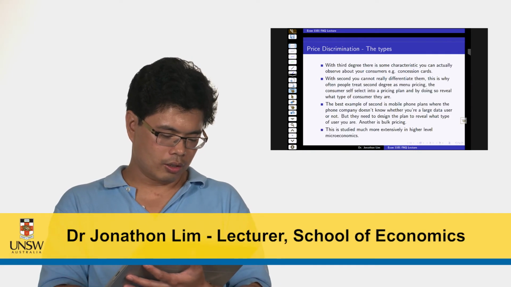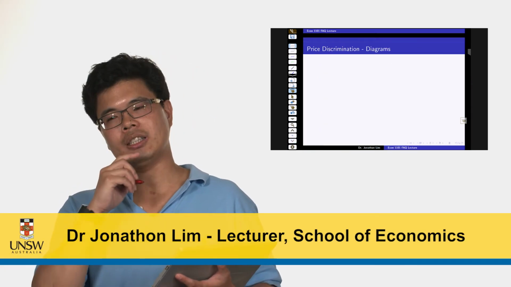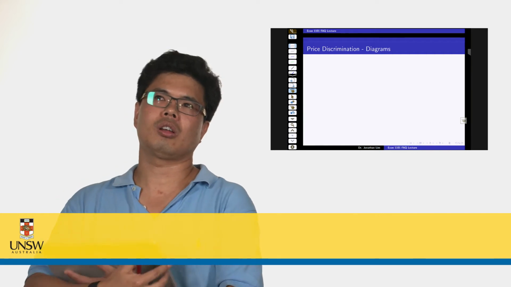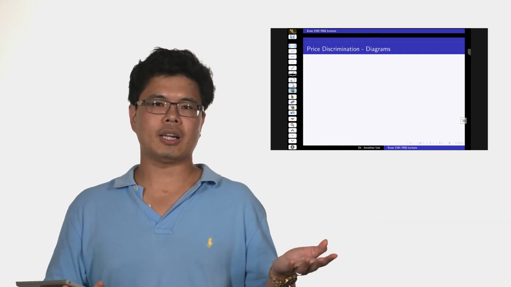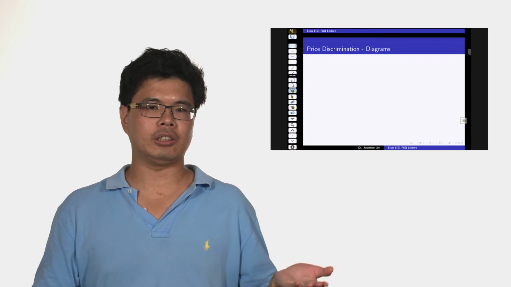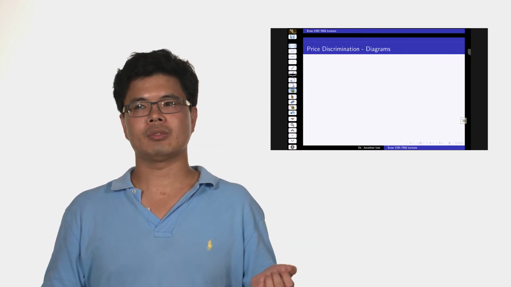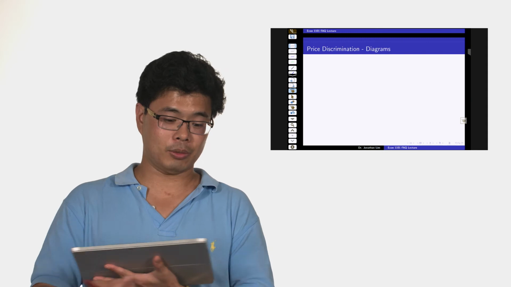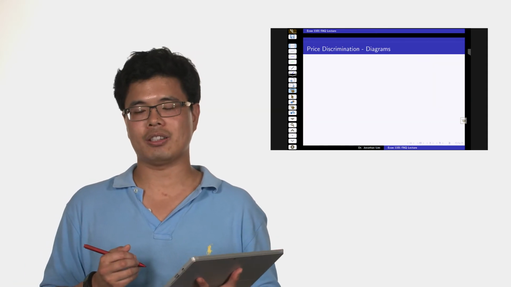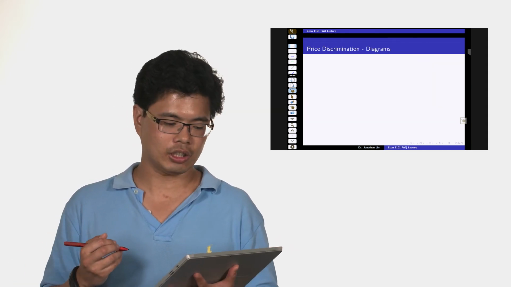And what I really want to do now is think about third degree price discrimination. Can I actually achieve an efficient outcome? I'm not sure how many of you have stepped through this, but the short answer is yes, it's actually possible.